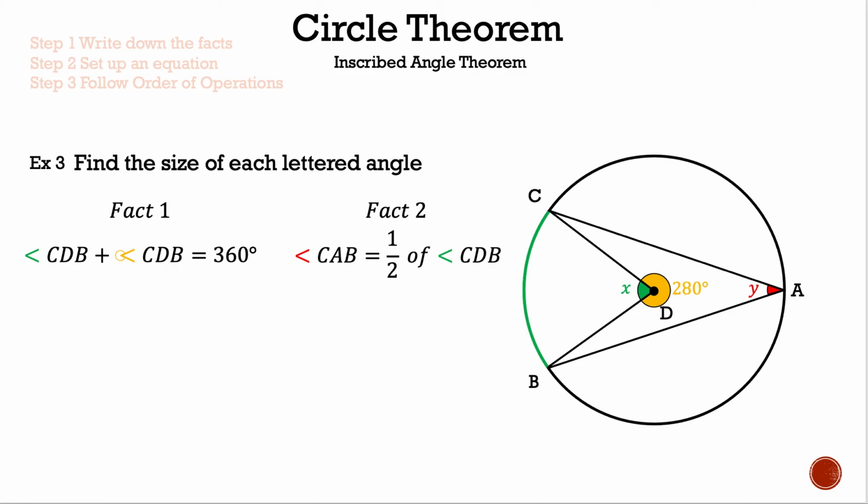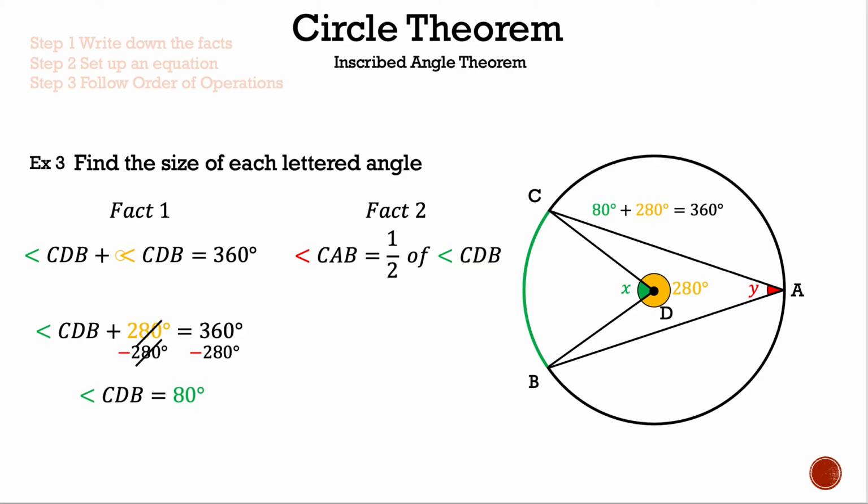Now let's use fact 1, which is once again angle CDB plus the reflex angle of CDB is equal to 360 degrees. We don't know angle CDB yet, but we do know the reflex angle of CDB, and that is 280 degrees. So now we have angle CDB plus 280 degrees is equal to 360 degrees. So we can go ahead and solve for the missing angle, and we need to do an inverse operation. Since we have plus 280 degrees, we need to do minus 280 degrees. Those two numbers cancel, and now we need to do it to the right hand side, and now we have 360 degrees minus 280 degrees, and the result of that is 80 degrees. So now we know angle CDB is equal to 80 degrees.